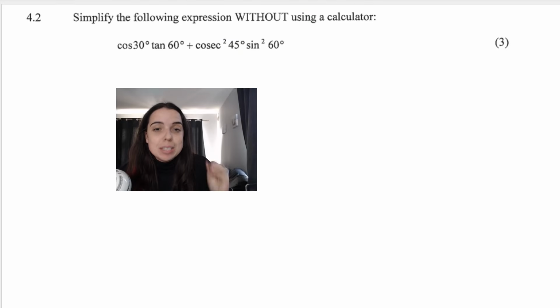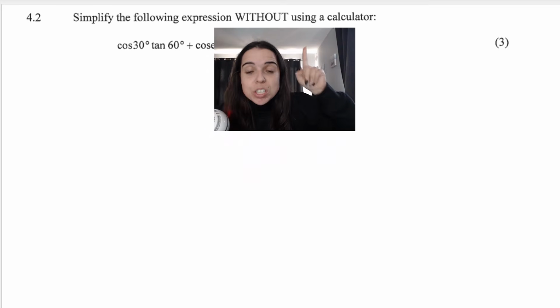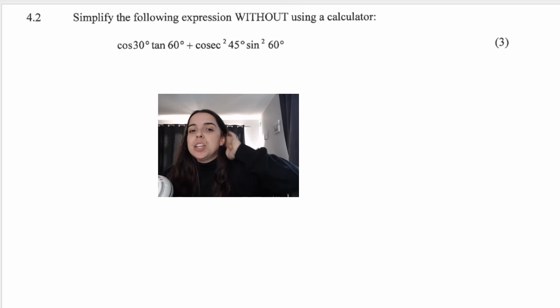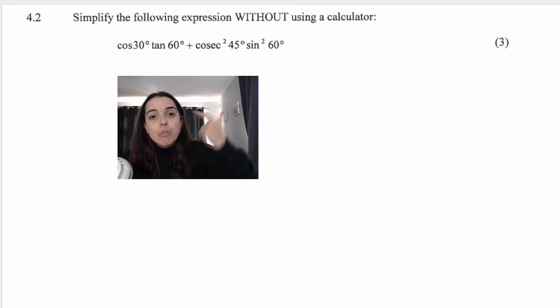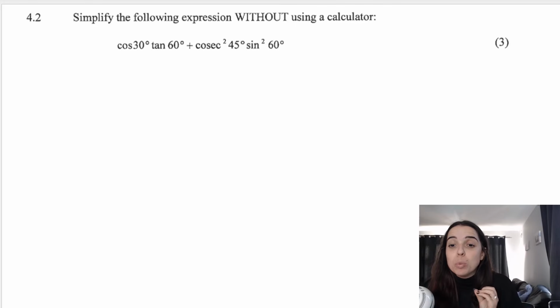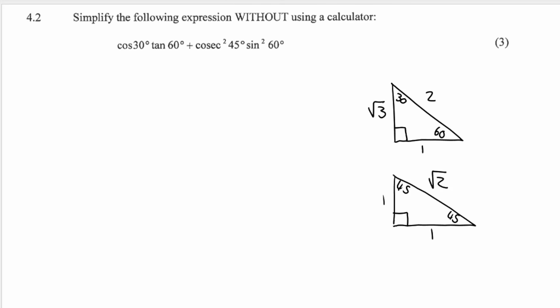In 4.2, I'm simplifying the following expression without using a calculator. Now, when they say without using a calculator and you see the following angles, 30, 45, and 60, you know you need to use special angles and what we call your special triangles, which look like this. You need to memorize these triangles and you need to draw them on your page when we ask you this in the exam. Please make sure you memorize your triangle correctly. I recently marked my grade 10 papers and my students would sometimes swap these around and then they get the entire thing wrong because they've memorized their triangle incorrectly.